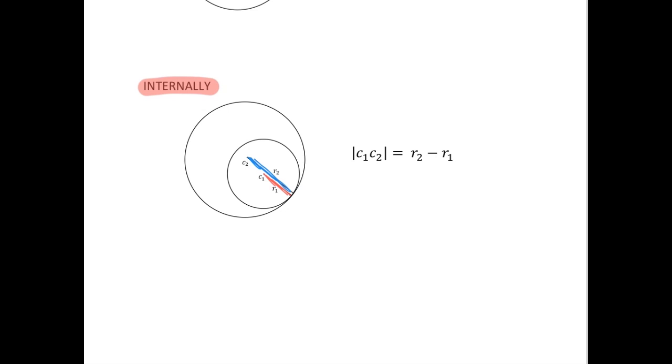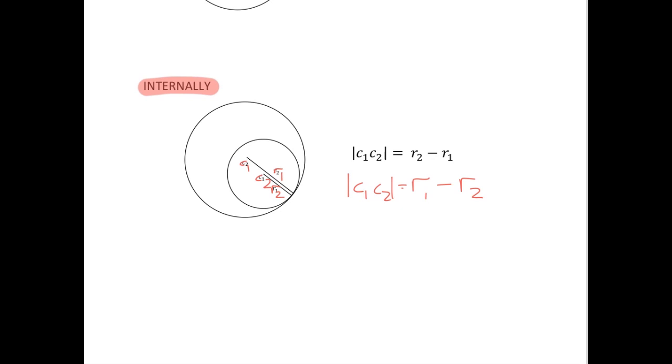Now if I had labeled this slightly differently, and I had instead labeled the bigger radius R1 and the smaller radius R2, then I would have obviously R1 minus R2 in that case. Obviously I would have to change my two centers around as well.